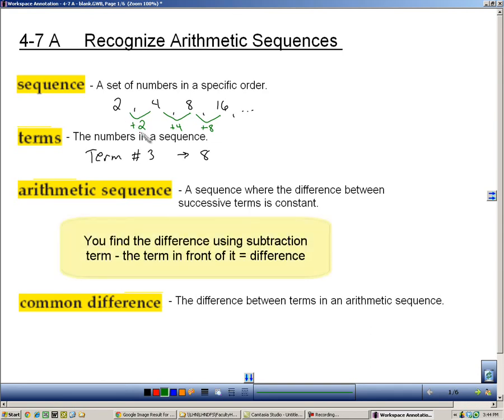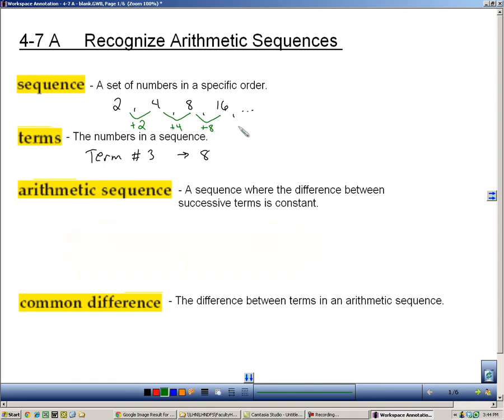The difference between 2 and 4 is 2 because 4 minus 2 gives you that 2. 8 minus 4 gives you that 4. So if you take any term in the sequence and subtract the number that comes in front of it, you'll get the difference. Well, it turns out this sequence up here that I did as an example is not an arithmetic sequence. It's a sequence, it's just not arithmetic.